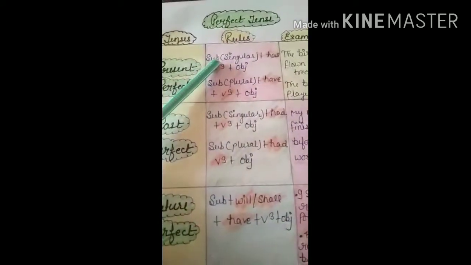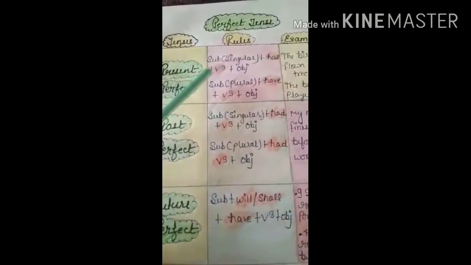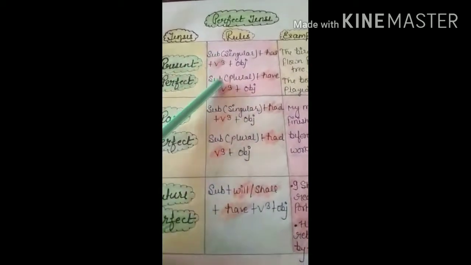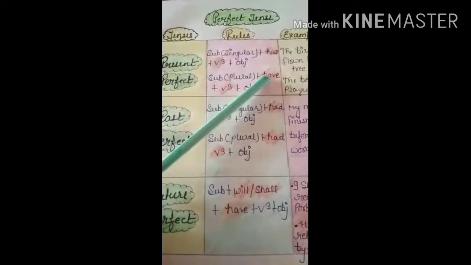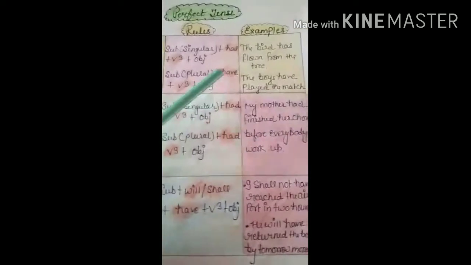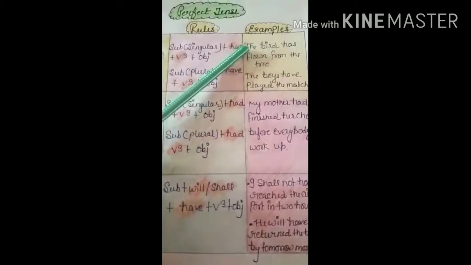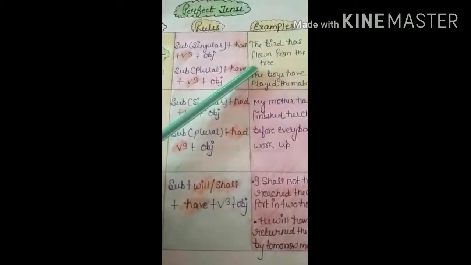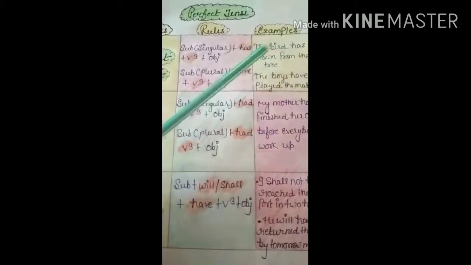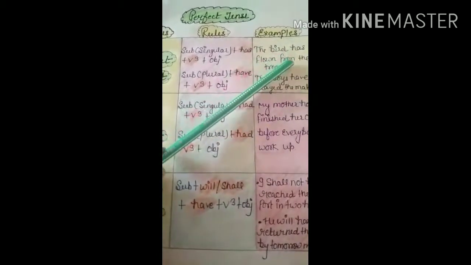When the subject is singular, we use has plus V3, the third form of the verb. And when the subject is plural, we use have plus V3 plus object. Here you can see the example. The bird has flown from the tree. The bird, singular subject, we use has. Flown, third form, from the tree.